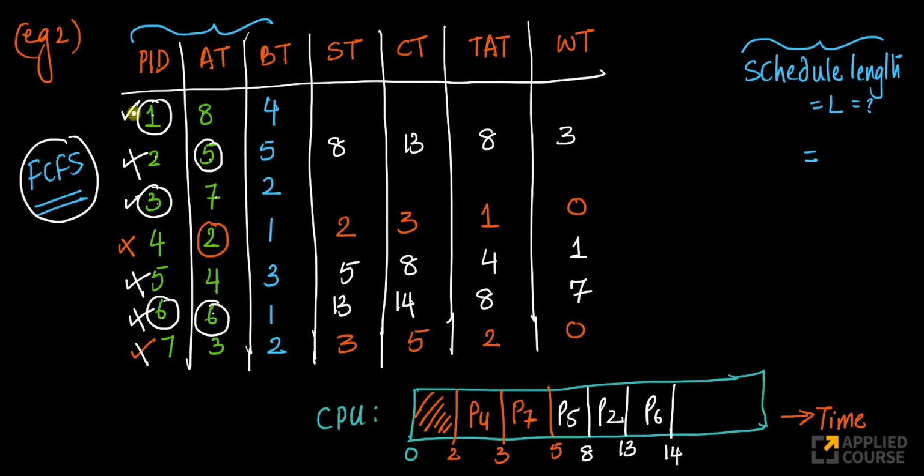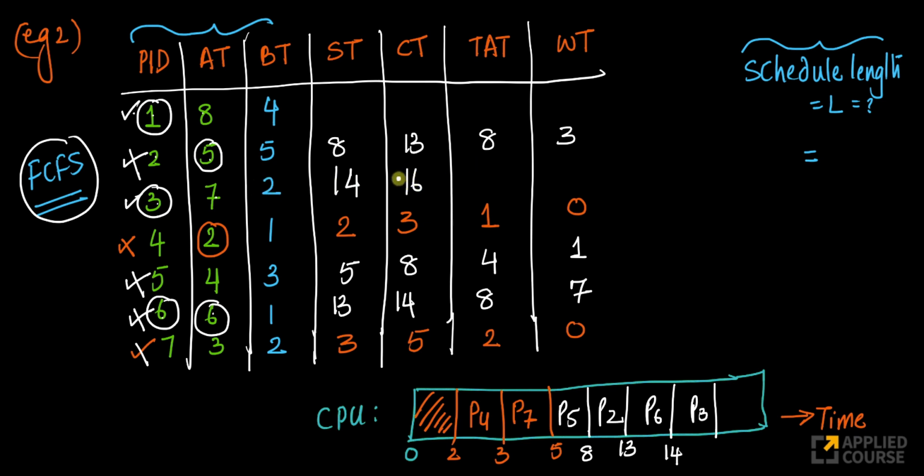Now what am I left with? I'm left with 1 and 3. Which of them came first? P3 came first. Right? So we'll schedule P3 now. At what time did P3 get scheduled? P3 got scheduled at 14. What time would it complete? Because the burst time is 2, it will complete at 16.